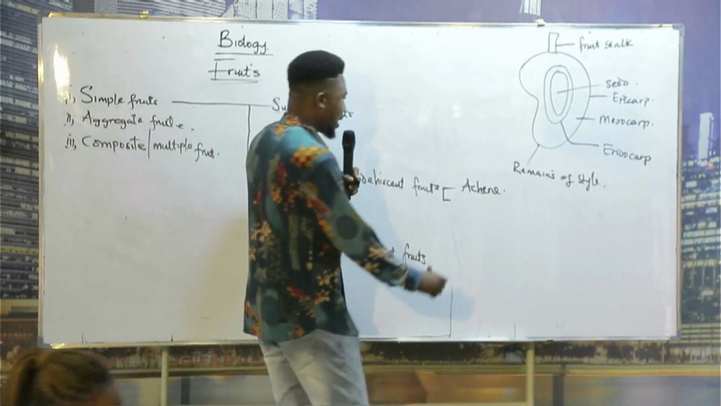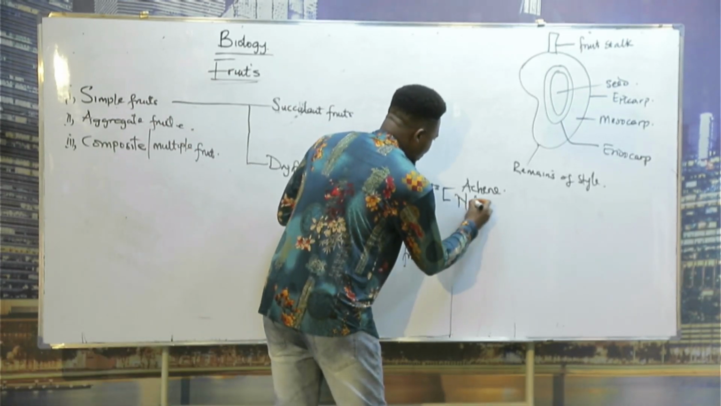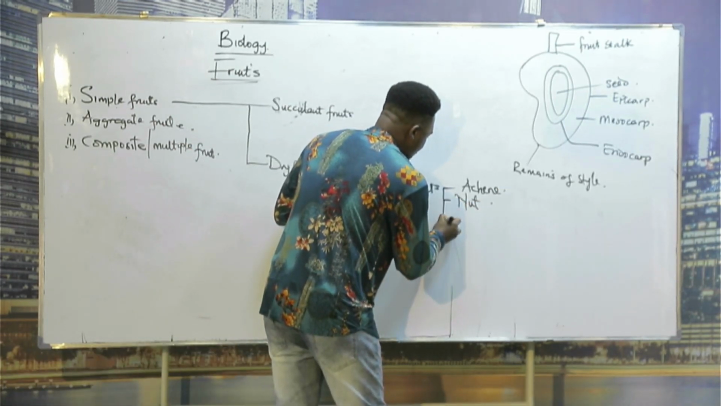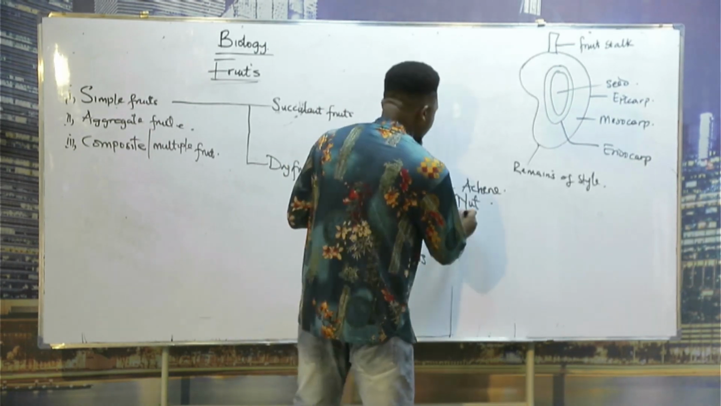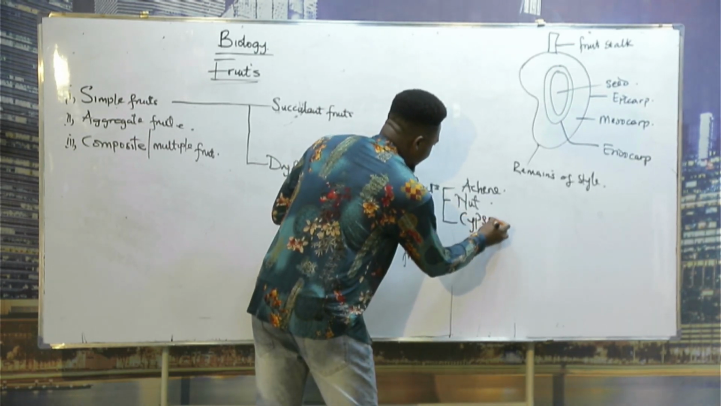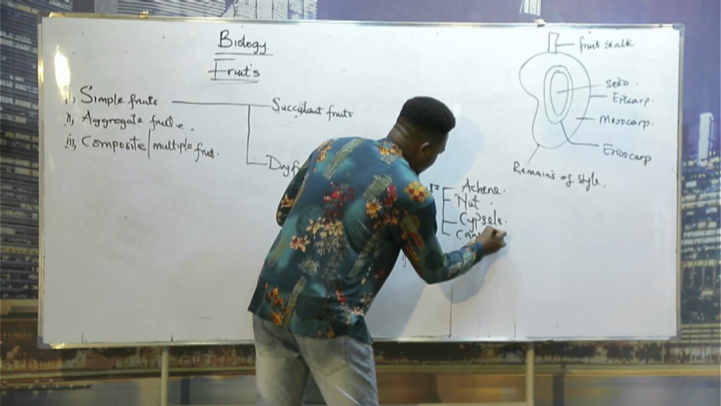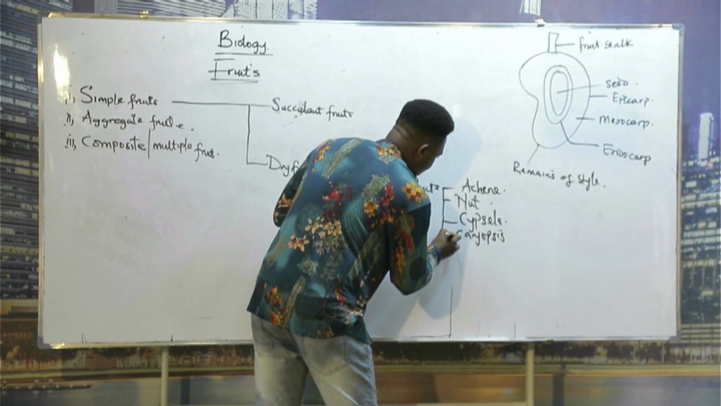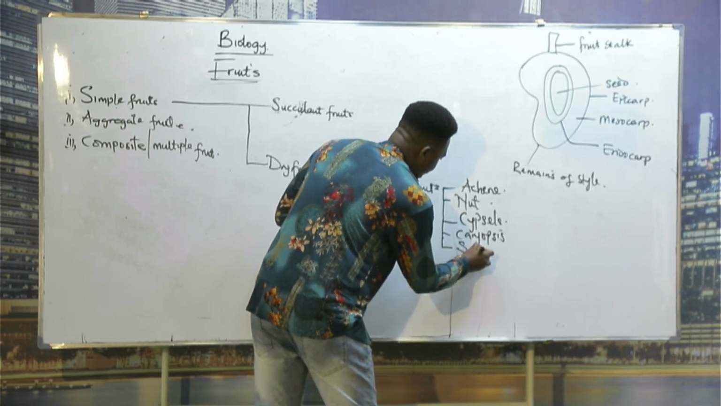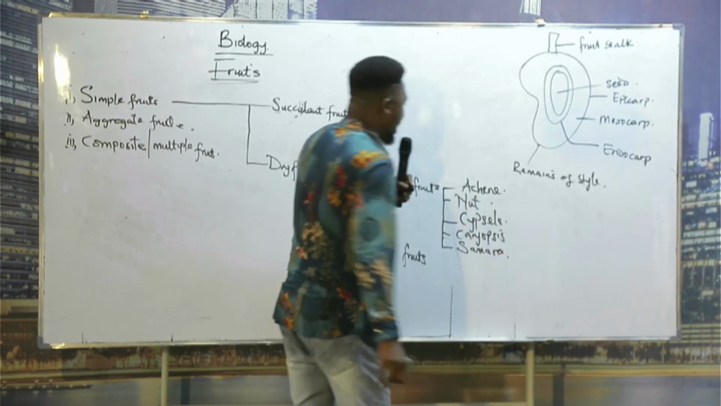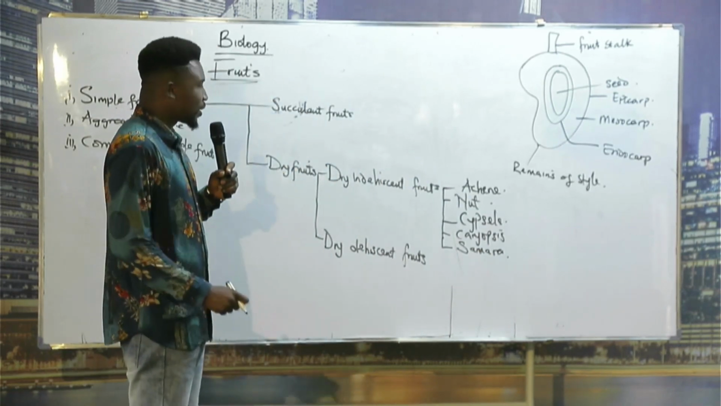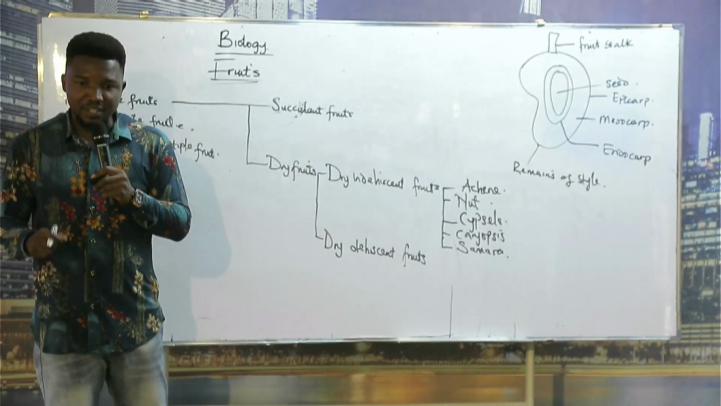We have the achene. We have the nuts. We have the cypsella. We have the caryopsis. And we have the samara. So these are the 5 categories of dry indehiscent fruit.